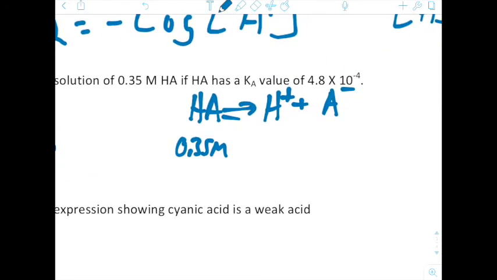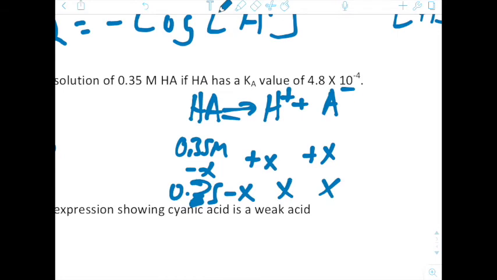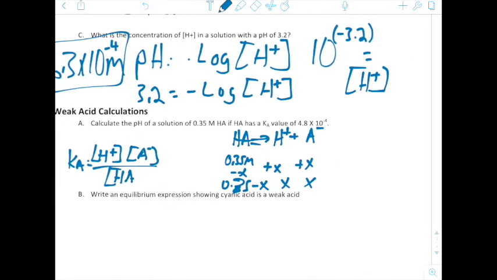It's going to change by X and X. So those guys, when it dissociates, H and A minus are going to go up, and this guy's going to go down. And at equilibrium, we'll have 0.35 molar minus X, and these guys will be X and X. And we plug these values into our expression.